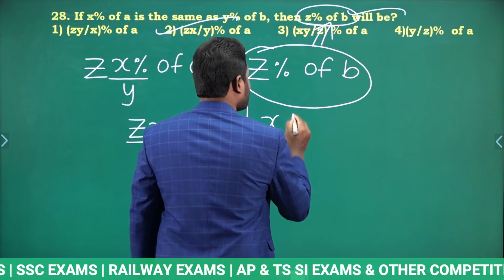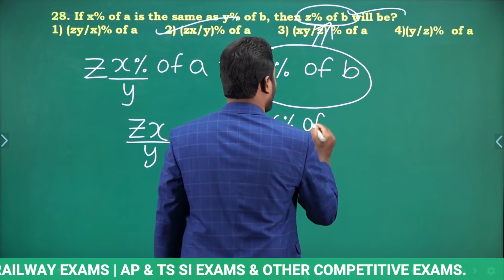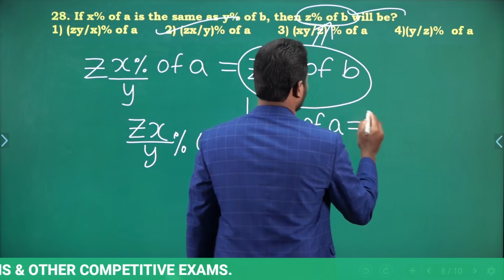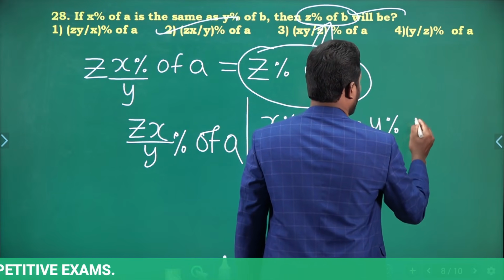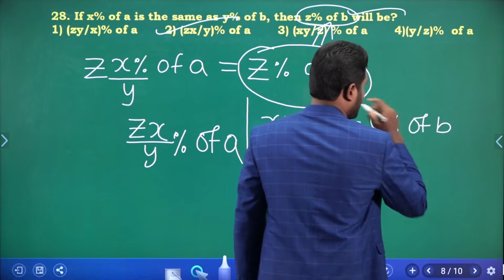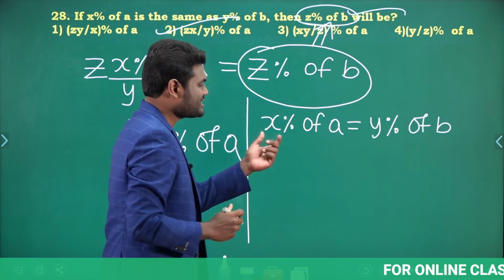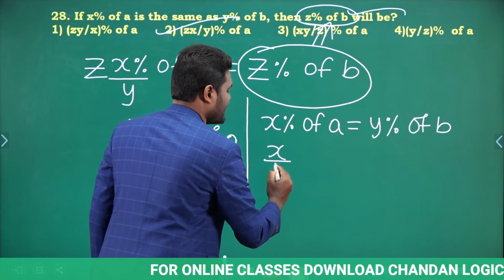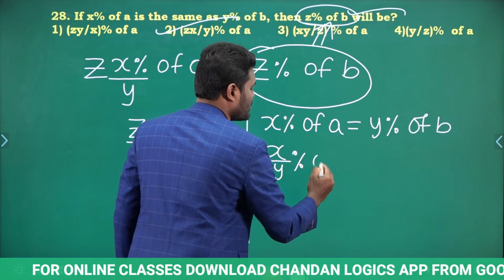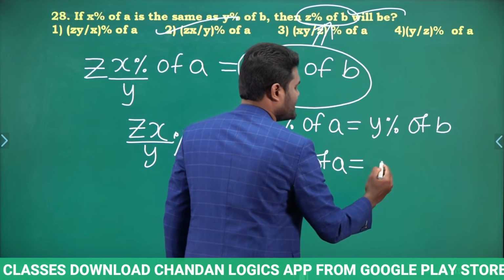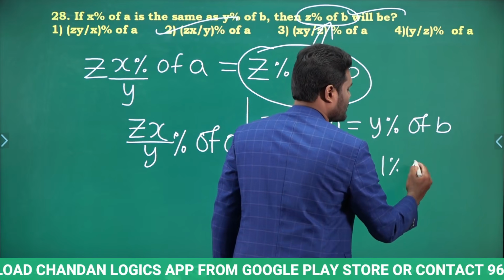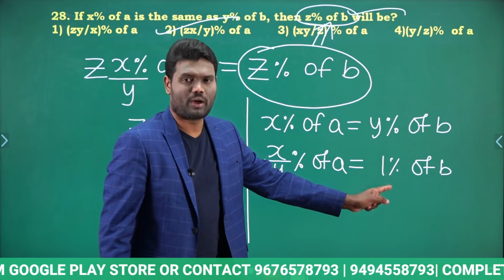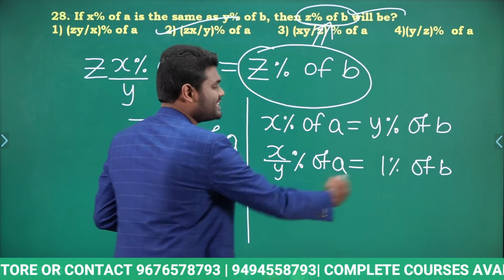Our given equation is x percent of A is equal to y percent of B. I need to find z percent of B. First, what I am doing is dividing it by y. When I divide it by y, it is going to be x by y percent of A is equal to 1% of B. Why? Because when I divide by y, the y gets cancelled, and I get 1% of B.